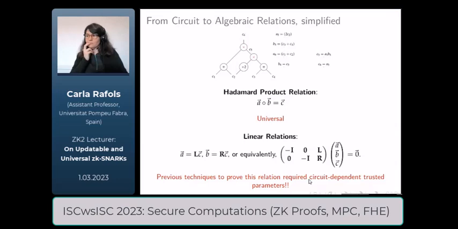Is it another circuit and another? No. The circuit is not universal. Okay, this is a very good question.